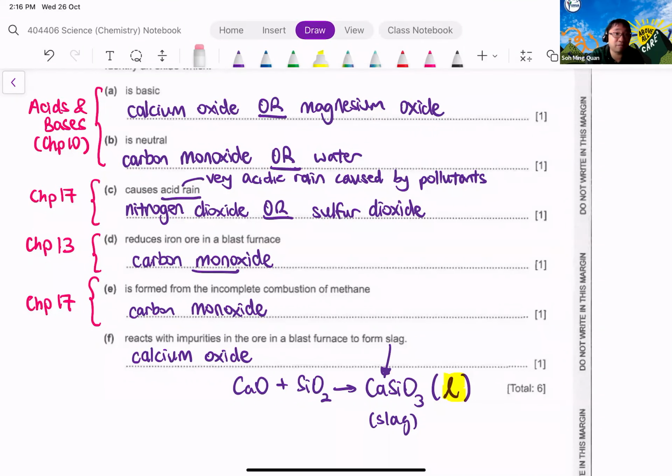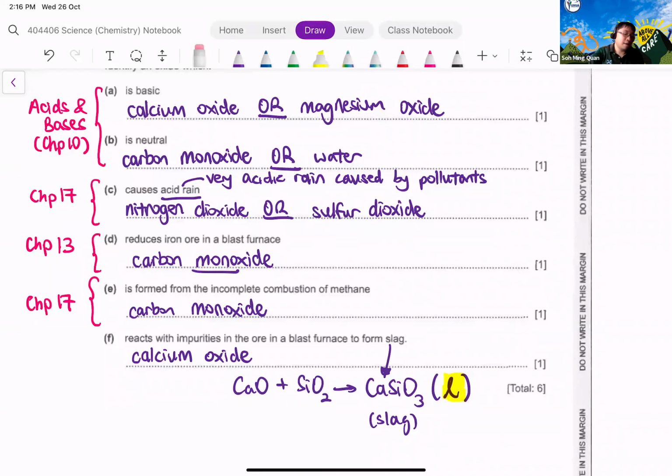Before I move on, just one last reminder. The first question doesn't need to be confined and limited to one chapter. You can see that in this question, we have atmosphere and environment, acids and bases, and also metals, blast furnace. So please get used to this. Such questions need not be from one chapter only. You must recognize keywords which tell you which chapter it's from. Keywords like blast furnace, keywords like acid rain, they tell you which chapter it belongs to.